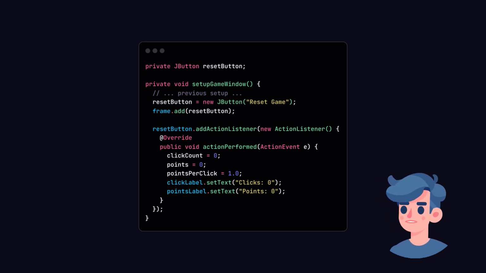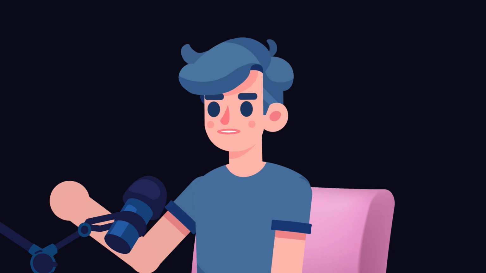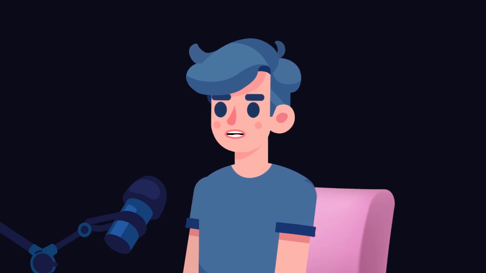The last thing we need to implement is a way to end the game or reset it. For this, we can create a Reset Game button. Great! Now if you run the program and click the buttons, you'll find you can buy upgrades and reset the game. This is a basic implementation of a clicker game.